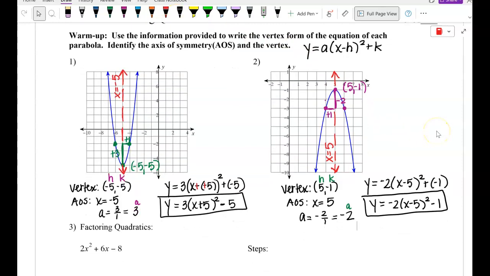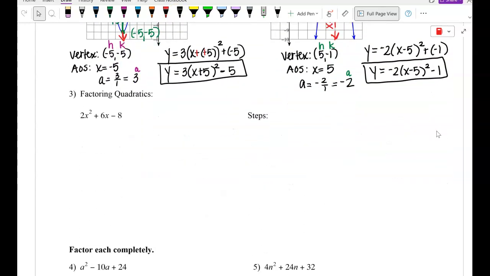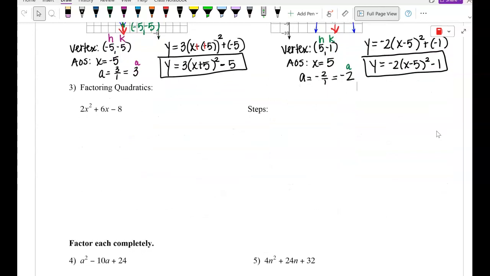So as you can tell by the title of today's notes, we're going to get into reviewing factoring now, which is a huge part of quadratics. So we're going to review the steps that we need to go through for factoring and then do a couple problems together. So the first step, we have to check for GCF, and factor it out if there is one.